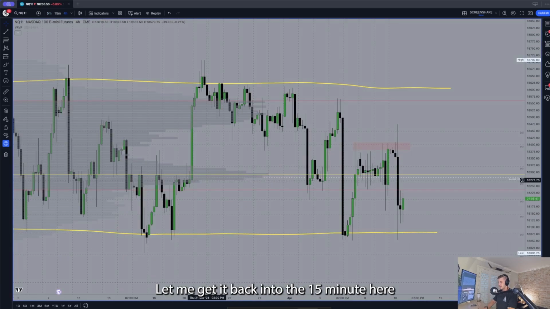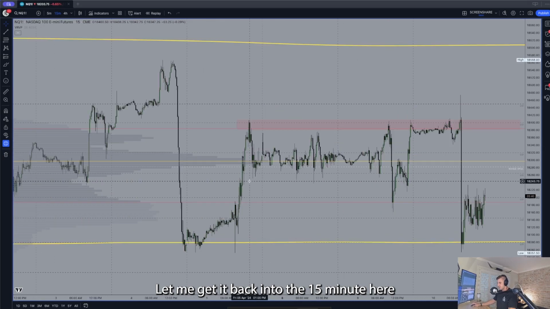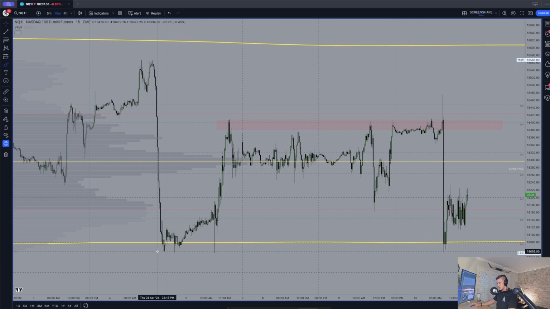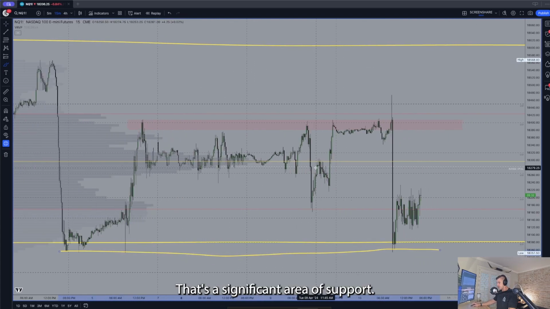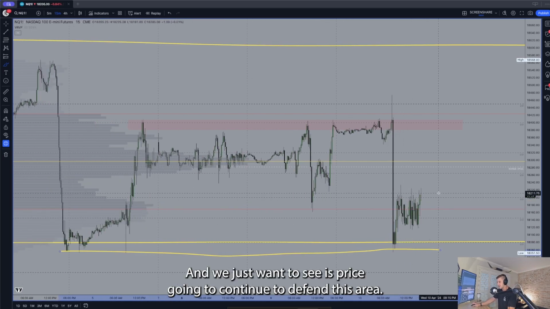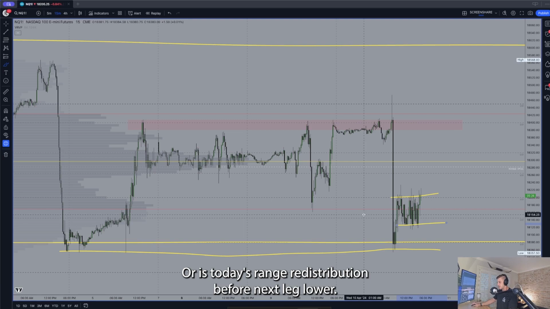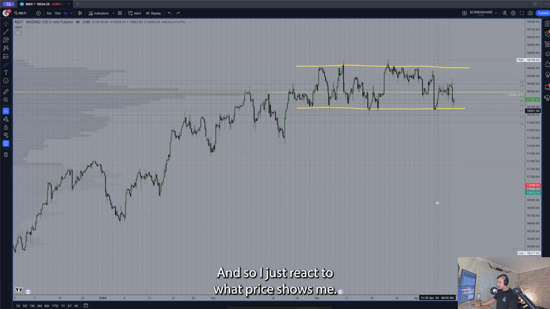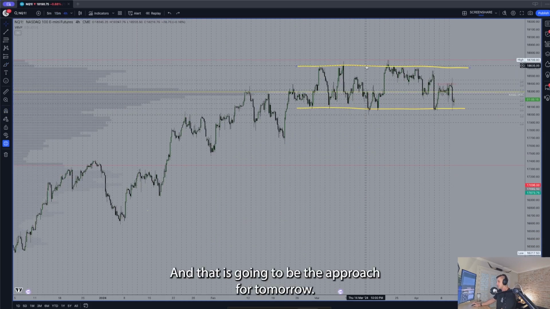Let me get it back into the 15-minute here. Right through here. So this low right through here. Today's low, Thursday's low, that's a significant area of support, and we just want to see, is price going to continue to defend this area, or is today's range redistribution before the next leg lower? I have no crystal ball. And so I just react to what price shows me. And that is going to be the approach for tomorrow.